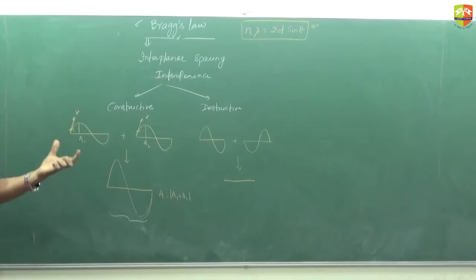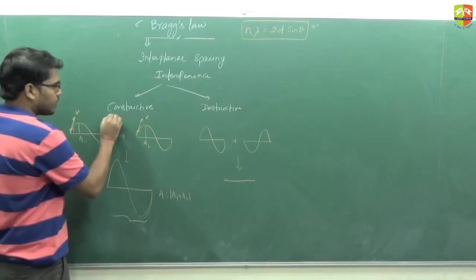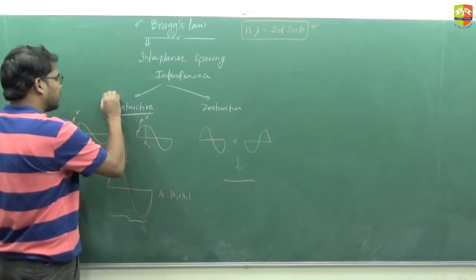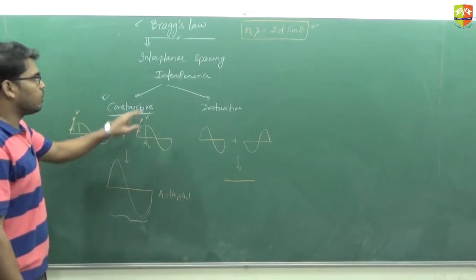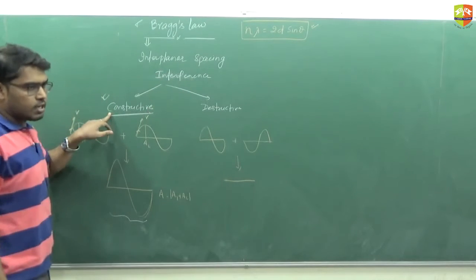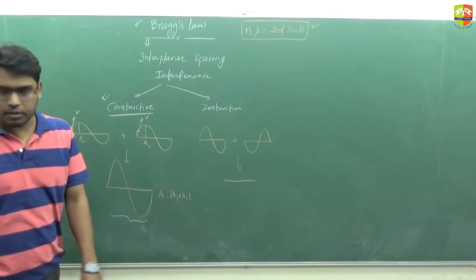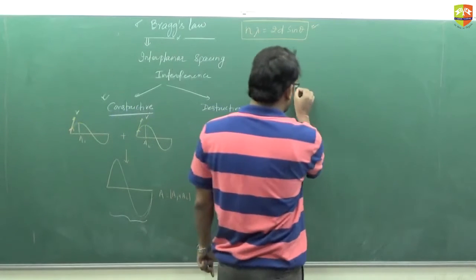To get a better picture, a better image, we must require constructive interference for any experiment, whatever you are doing. So here also, for Bragg's law, or to find out the interplanar spacing, we require constructive interference, not destructive interference, okay? Now suppose the crystal, we have this.